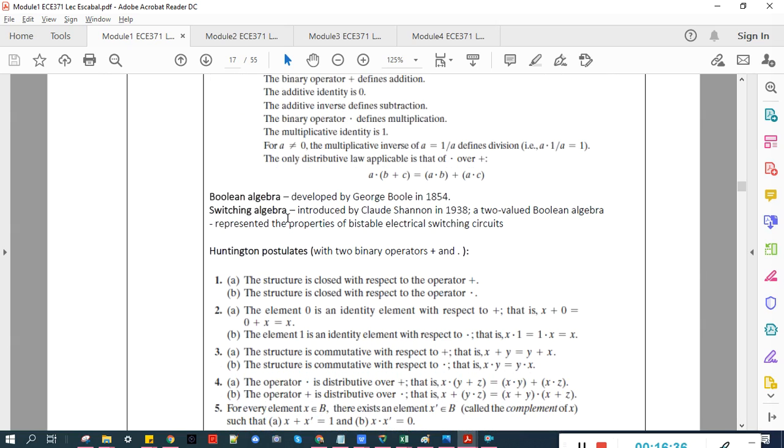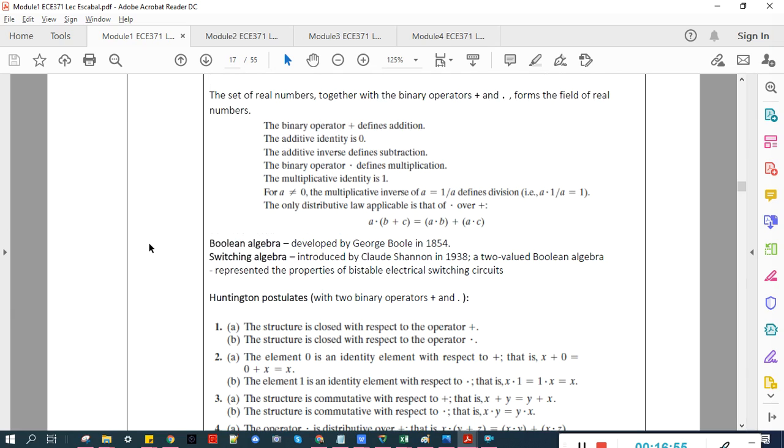In Boolean algebra, the only distributive law applicable is that of multiplication over addition. We distribute A to the groupings of B or C. Boolean algebra was developed by George Boole in 1854.